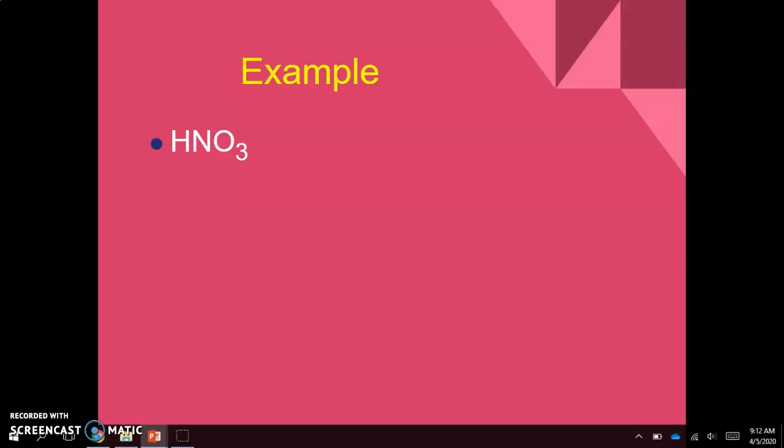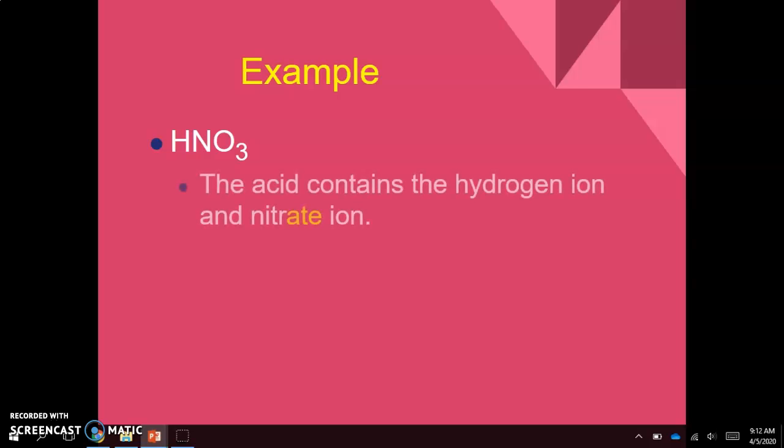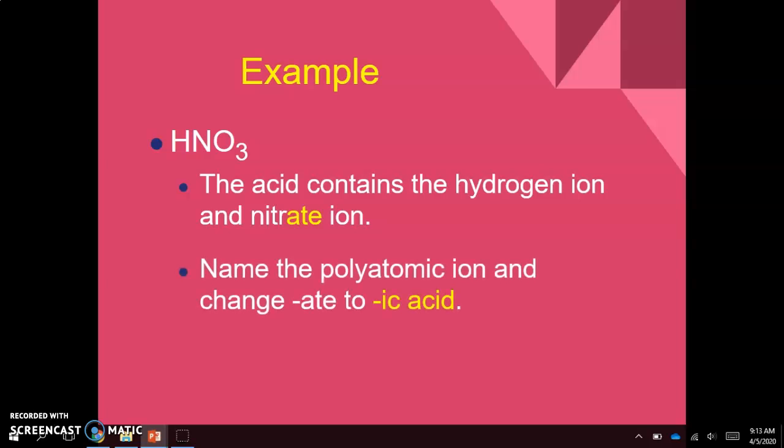Okay? So let's take a look. Here we have HNO3. We have that oxygen present, so we know we're not going to use that hydro prefix, right? So the acid contains the hydrogen ion and the nitrate ion. So this is a nitrate ion. Again, you can find this in your common polyatomic reference table, okay? So you're going to name the polyatomic and change the ATE to IC. So remember, ATE goes to IC. So we're not going to add that hydro in there.